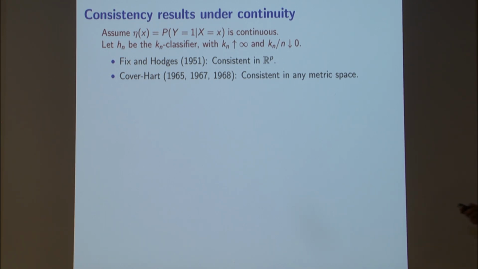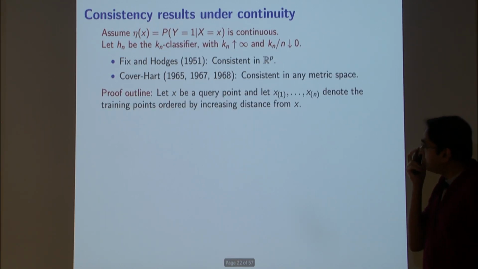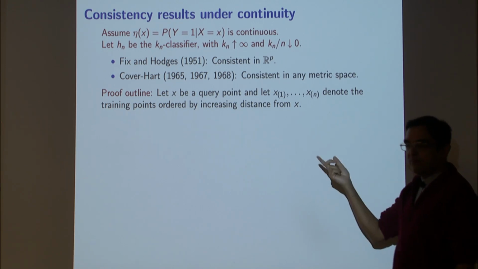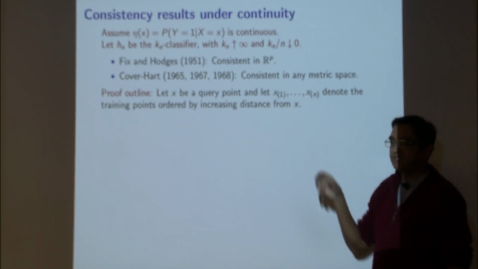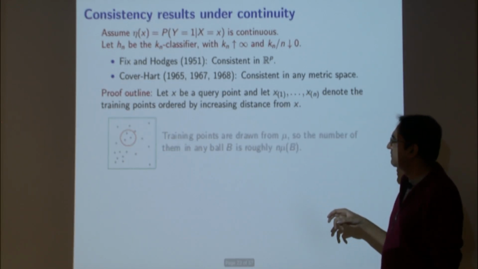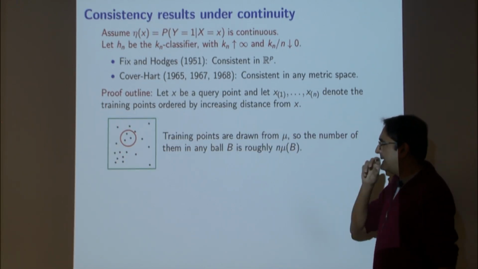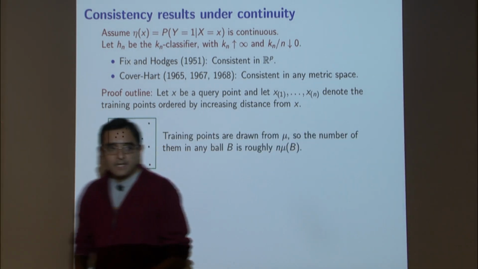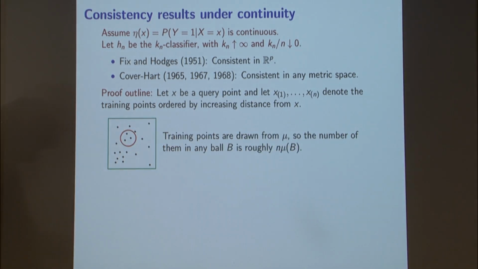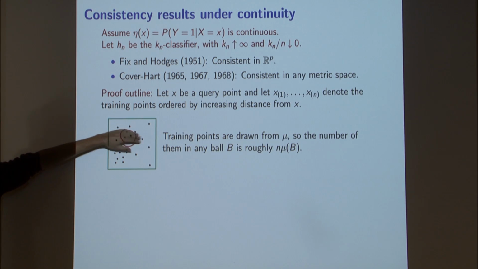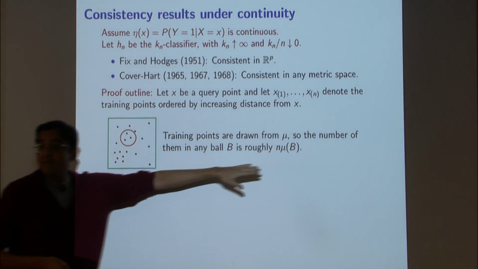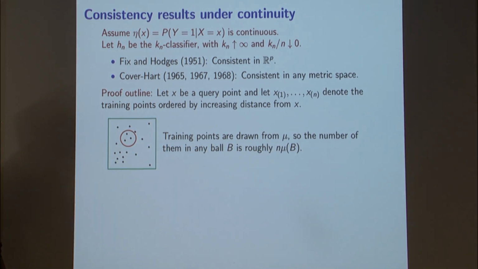I'll just step through it quickly. Okay. So you get a query point. And now let's take our n data points and just order them by increasing distance from the query. Okay. Now, the training points all come from this underlying distribution. So if you look at any ball in space, the expected number of points that fall in that ball is just n times the probability mass of the ball. Okay, expected number of points, and then you can give some sort of concentration results.